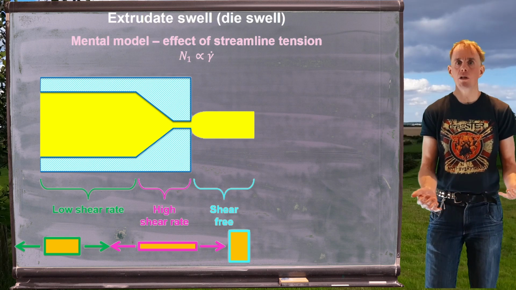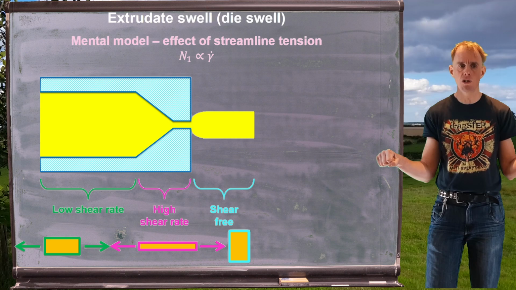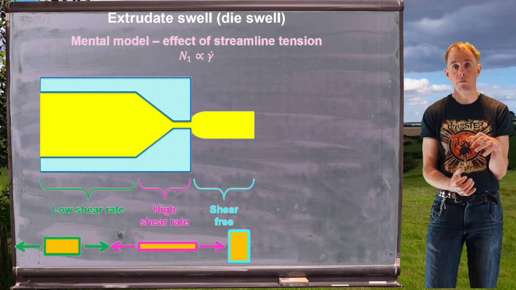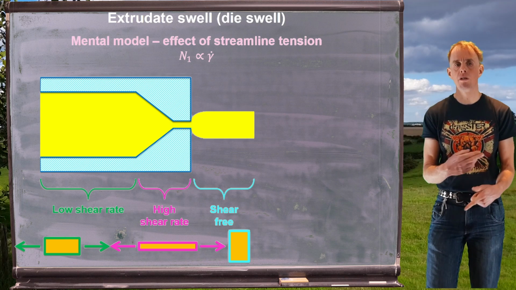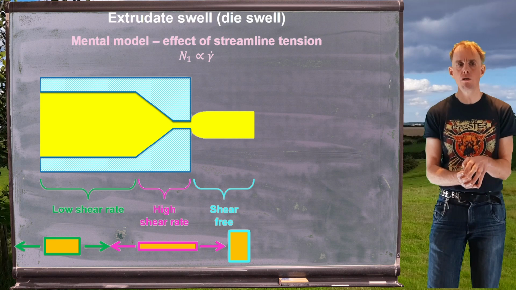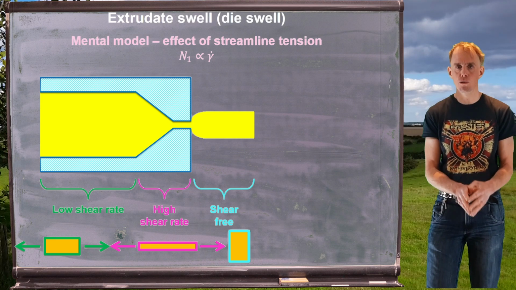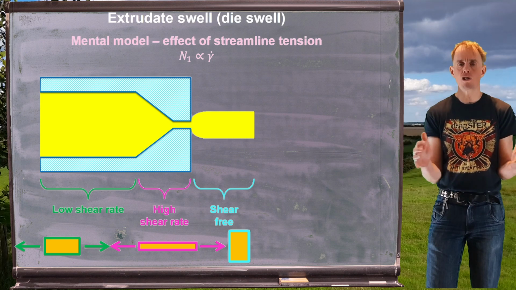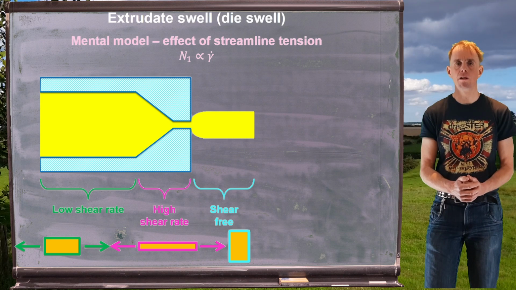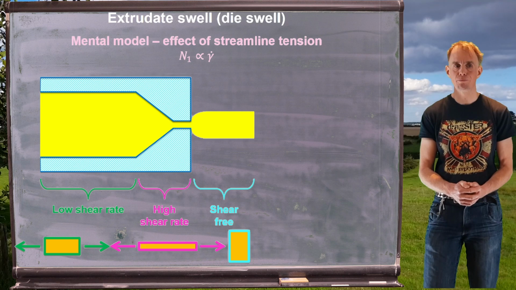Suddenly, gamma dot goes to 0. Well, imagine letting go of your bungee cord from it being elongated and thin to being non-elongated and a lot thicker. And that's the sort of mental model you can use to think about that diameter increase after extrusion due to first normal stress difference. It's the relaxation of that streamline tension that's allowing that diameter of the extrudate to increase.